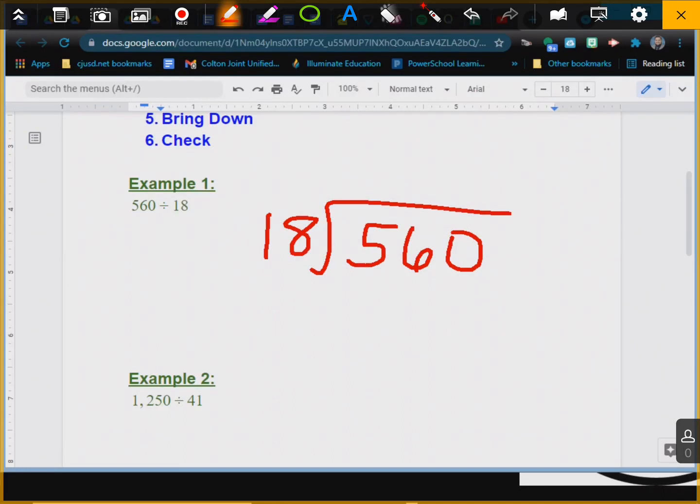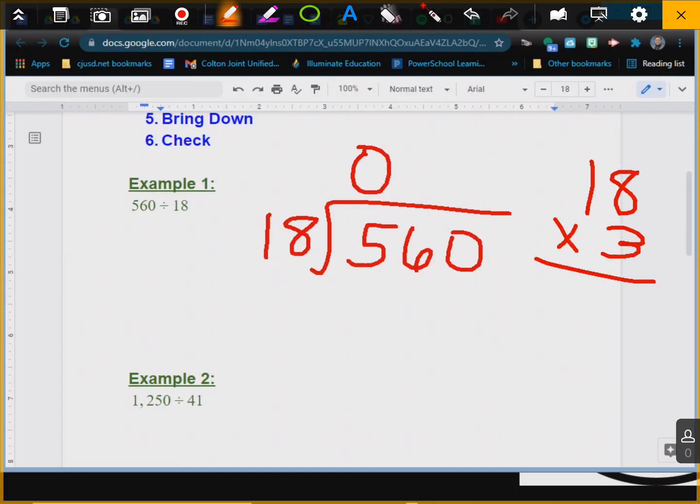So we estimate: 18 is close to 20, and 56 is close to 60, because I know 18 doesn't go into 5, so I'll put a 0 here as a placeholder. But 18 is close to 20, and 56 is close to 60. I know it takes 3 times, right? 20 times 3 would make it 60. So I'm going to try 18 times 3, and hopefully that makes it 56.